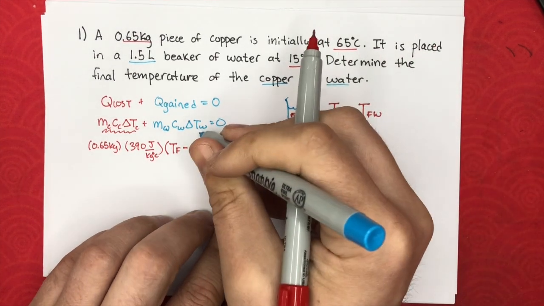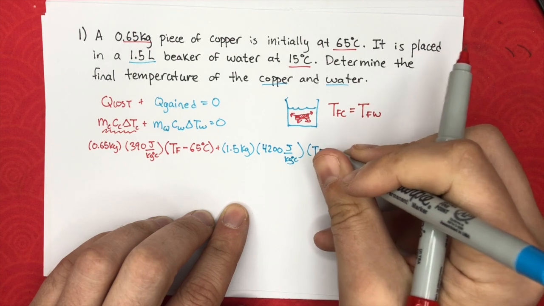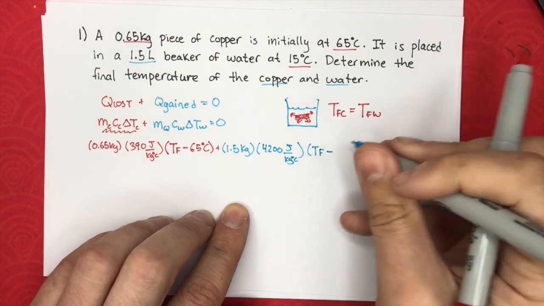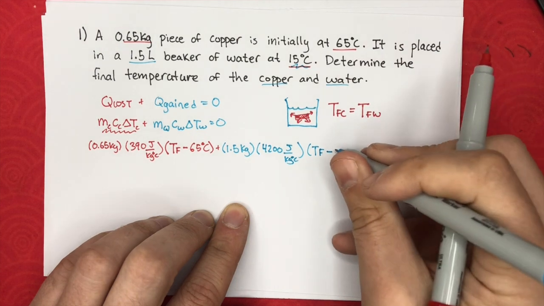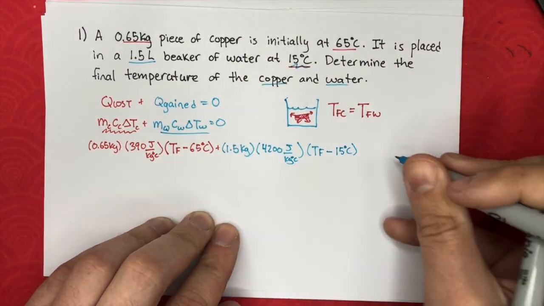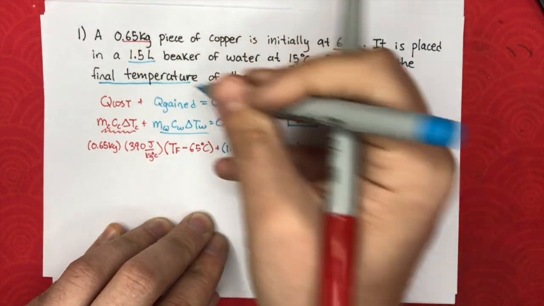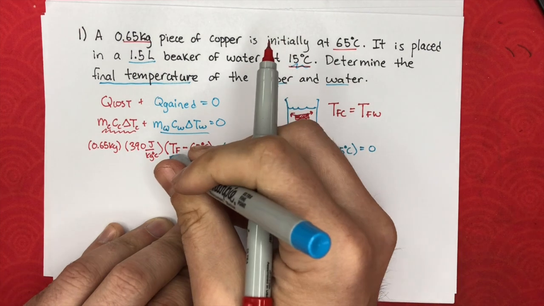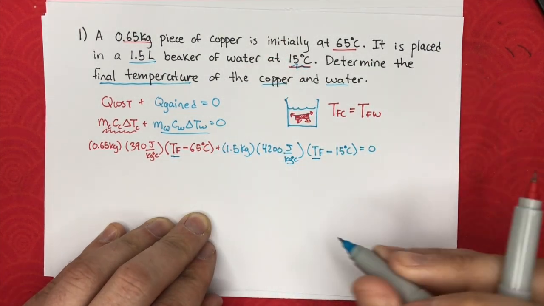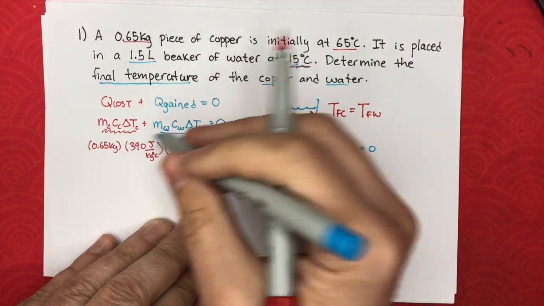And we're going to multiply that by the change in temperature of the water. Well, the change in temperature of the water is going to be the final temperature minus the initial temperature, which is at 15 degrees Celsius right there. And all of this is going to be equal to 0. Now we want to solve for the final temperature of the copper and water, so we need to isolate this variable right here. Let's simplify our expression by using a calculator to multiply some numbers together here.